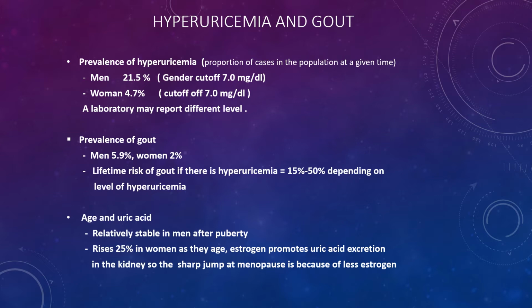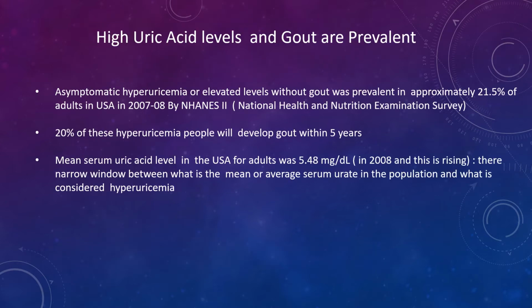Age-wise, it's relatively stable in men after puberty. It rises about 25% in women as they age, because estrogen promotes uric acid excretion in the kidney. So the sharp jump at menopause is because of less estrogen.